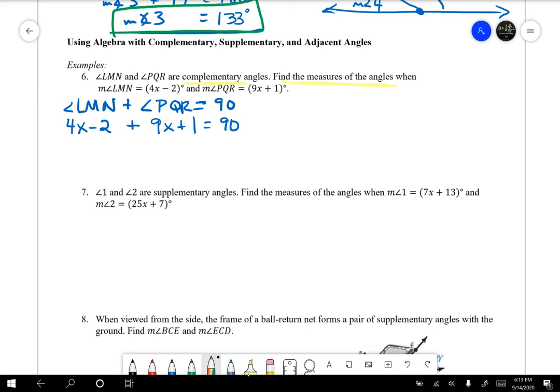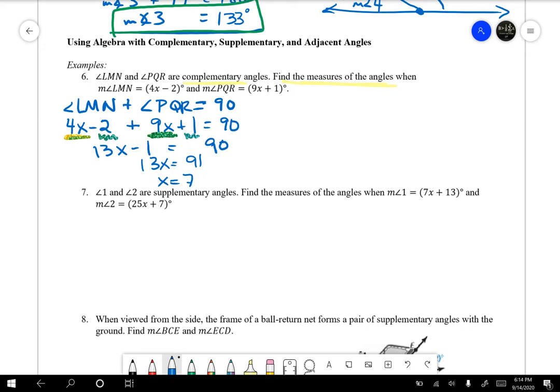So now you can combine your like terms, your x's together, your constants together. So you'll get 13x minus 1 equals 90. You're going to add 1 to both sides, and you're going to divide by 13. So I found x, but I still have to go find the measures of the angles.